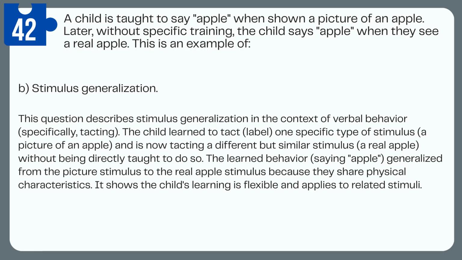This question describes stimulus generalization in the context of verbal behavior, specifically tacting. The child learned to tact, or label, one specific type of stimulus, a picture of an apple, and is now tacting a different but similar stimulus, a real apple, without being directly taught to do so. The learned behavior, saying "apple," generalized from the picture stimulus to the real apple stimulus because they share physical characteristics. It shows the child's learning is flexible and applies to related stimuli.